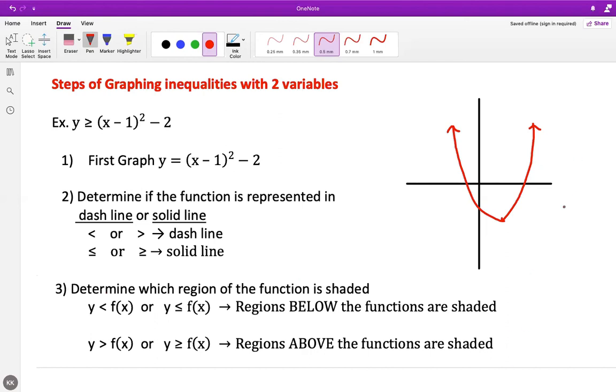Is it shaded above the function or below the function? Here we have the greater than or equal sign in this example, which means the region above the function will be shaded. So all the points above this function will be shaded. If I draw an arrow, it points upwards. This region right here would be my points above the function. Basically, this region is bounded inside the parabola. If you get something like this, you're doing it correctly for this question.